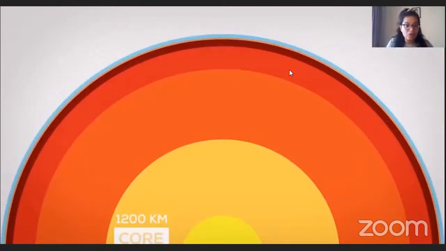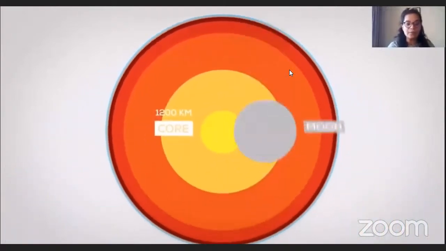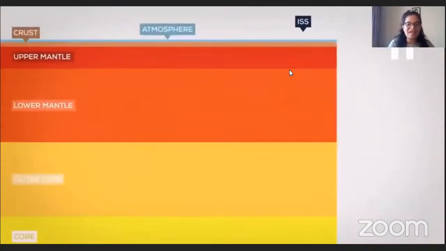So now let's compare the inner core. If we compare the inner core, it is about 70% of the size of our moon. And also, let me tell you all, it is extremely hot, as hot as our sun. You all know the sun is really hot, right? So it is as hot as our sun. Another thing, it is growing at an estimated rate of 1 mm per year, which is still a lot. Now for some perspective, this is the smallest layer.